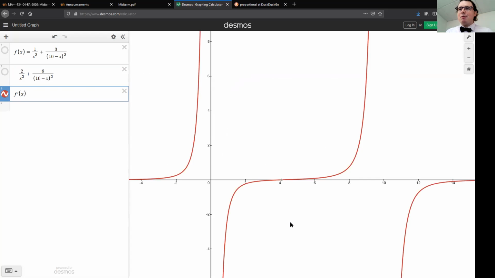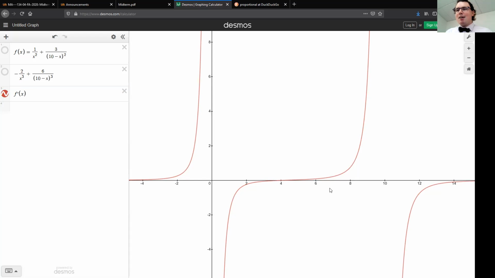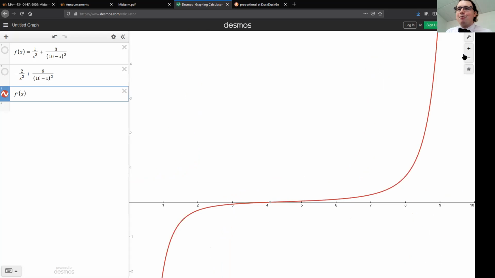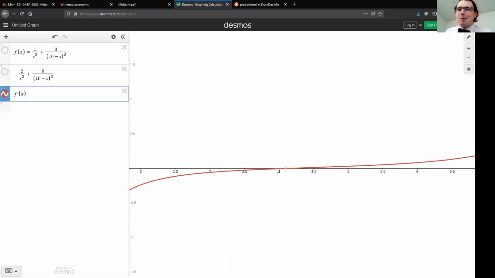So notice that we have critical values anywhere this derivative is undefined or equal to 0. Where is it undefined? We've got a vertical asymptote here at x equals 0, and at x equals 10. And then we cross the x-axis pretty close to 4 here. Desmos is helpful and marks that with this gray dot at x coordinate 4.095.